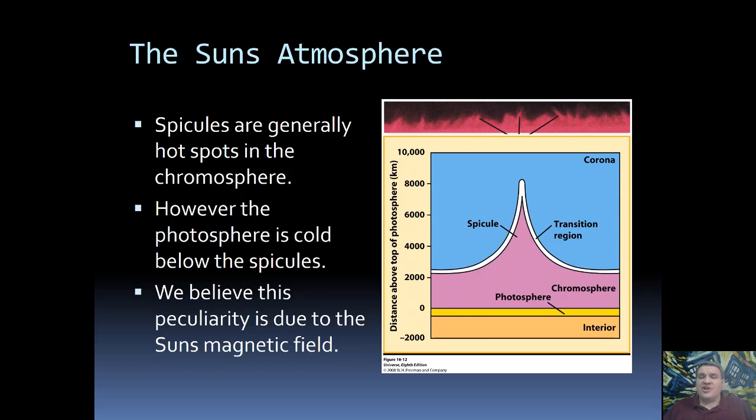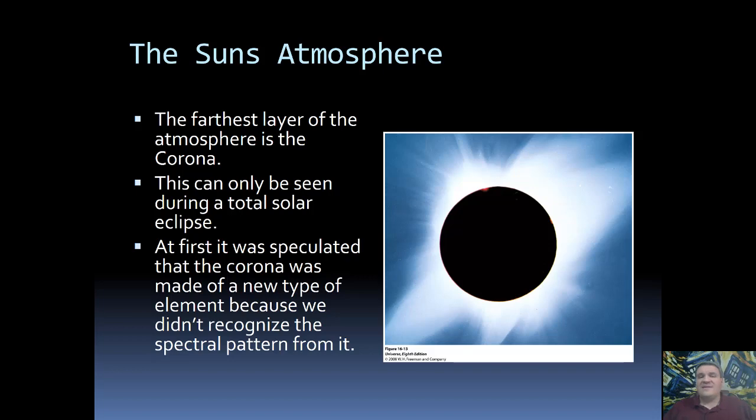Now, these spicules are generally found in hot spots of the chromosphere. What's interesting is that these hot spots in the chromosphere often occur above cooler spots in the photosphere. So the photosphere is cool, and then on top of that we have a hot spot in the chromosphere. This suggests that something is drawing heat from the photosphere up into the chromosphere. Our best guess is that this is part of what the sun's magnetic field is doing, affecting these different layers that we see.